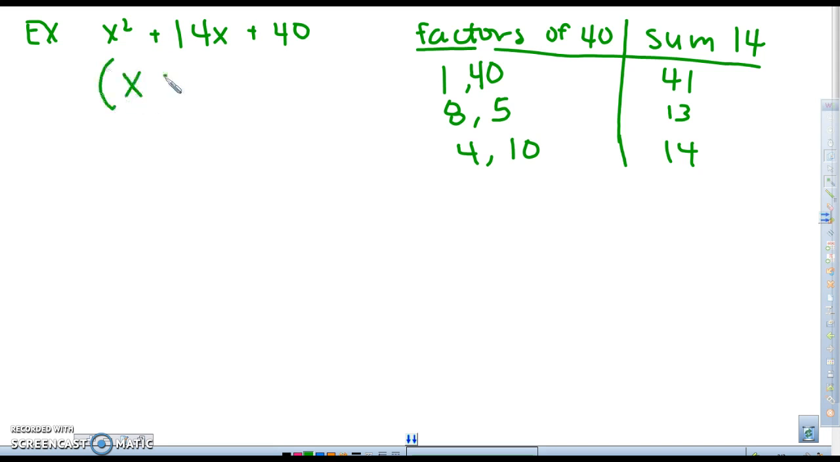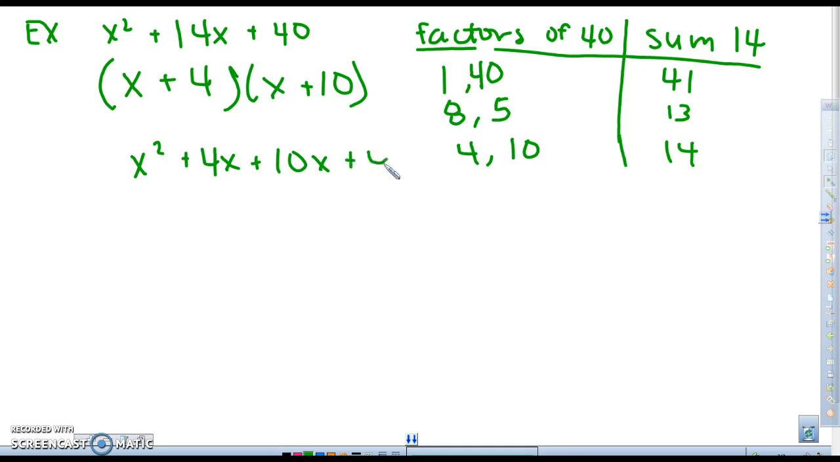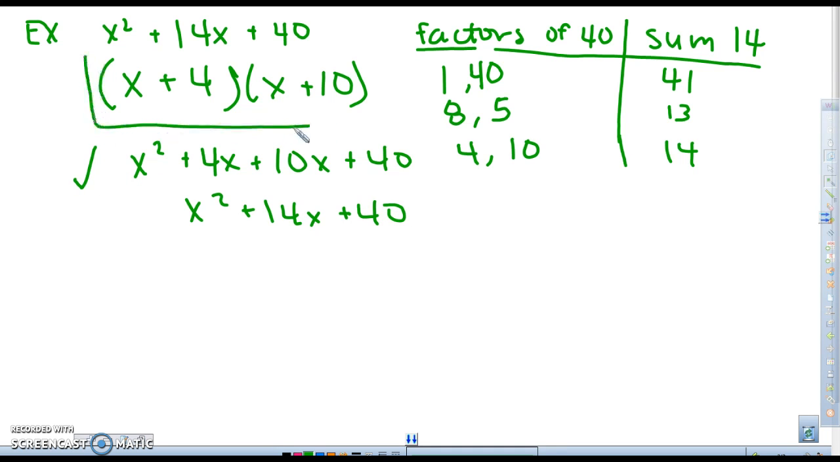So I can just come here and write x plus 4 times x plus 10. And again, a great way to check these is FOIL. I should be able to take my answer and FOIL it and get what I got up here. If I do that, I should get x squared plus 4x plus 10x plus 40, which would simplify and give me what I started with. Okay, so that's just a good way to check your work. But this up here is actually my answer. Okay?